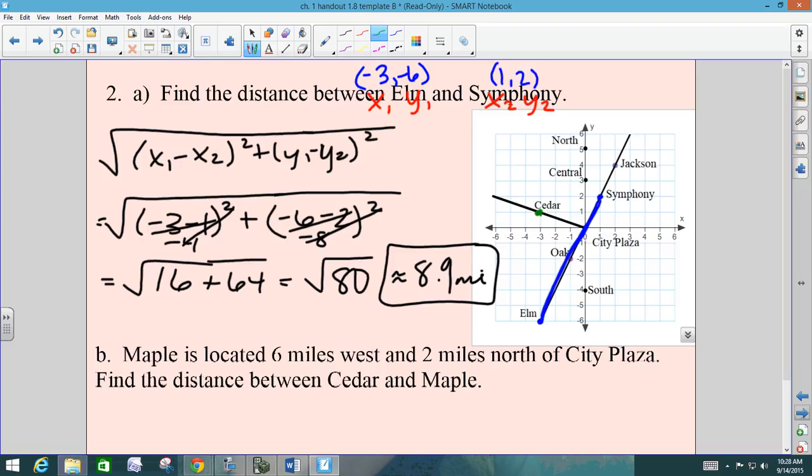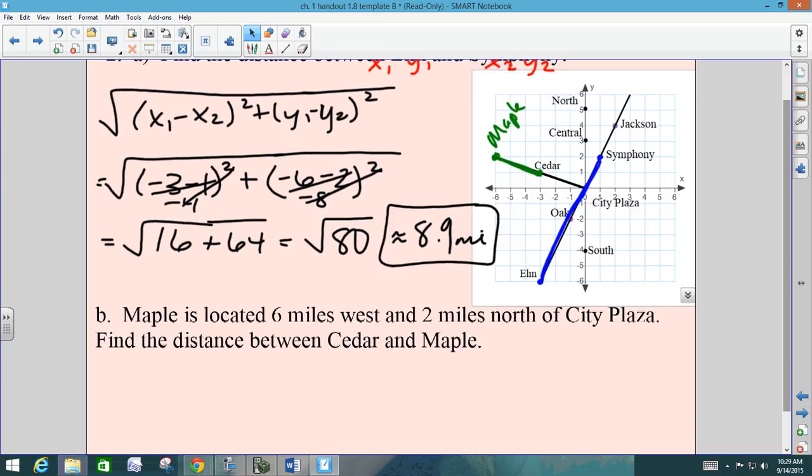Is City Plaza on the map? Located at the origin. Good, okay. So if Maple's 6 miles west of City Plaza, which direction should I move to go west? Left, good. 1, 2, 3, 4, 5, 6. And it's 2 miles north of that. Up or down? Up, good. Here's Maple. We're trying to find the distance between Cedar and Maple.